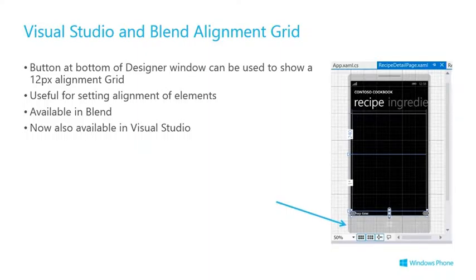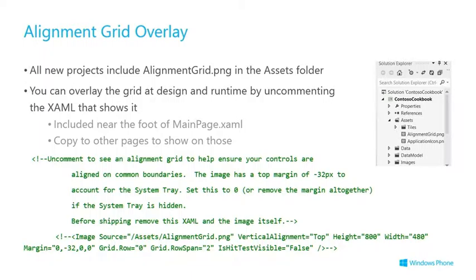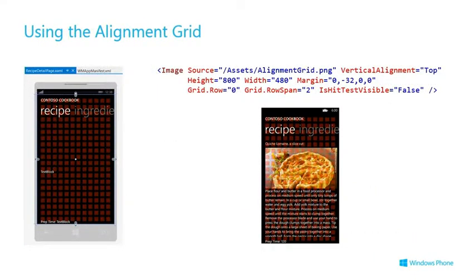Now there's help with this. The alignment grid is crucially important. We've always had this alignment grid you could turn on at the bottom of the designer window, which was always available in Blend, and you can turn that on in Visual Studio now as well. But the best way is that whenever you create any new project in Visual Studio using the project templates, at the foot of the MainPage.xaml there's some commented out XAML, which is an image with source Assets/alignment grid.png. All you need to do is uncomment that, and it overlays on top of your UI this red grid, so you can see at a glance, from within the designer, how your stuff is lining up. And these are on 12 pixel boundaries.